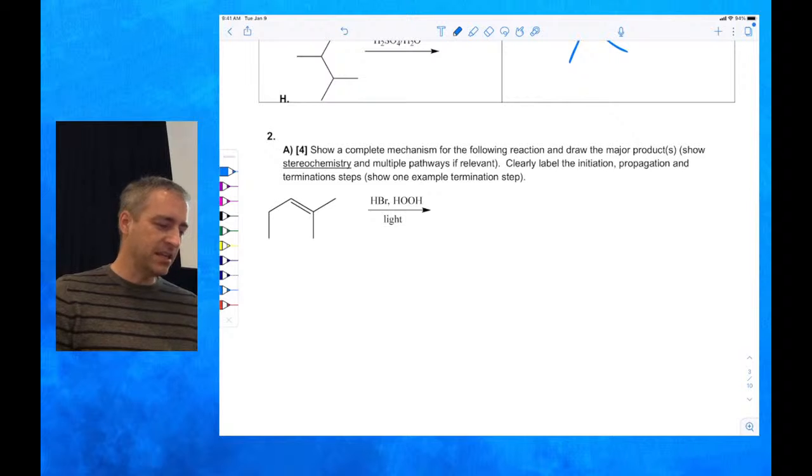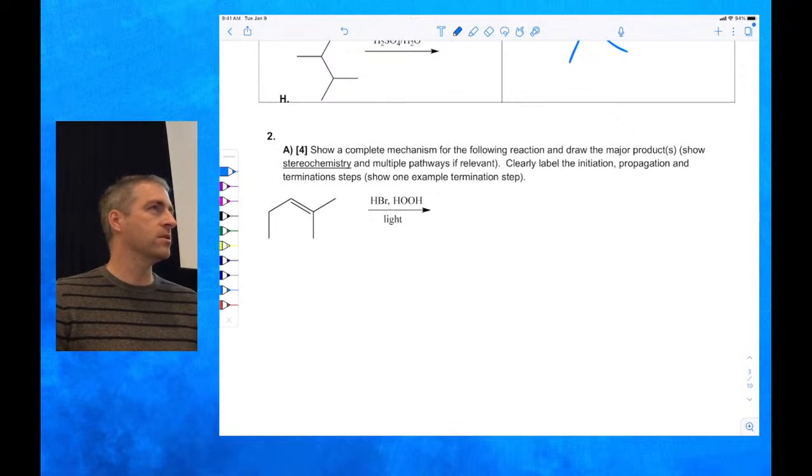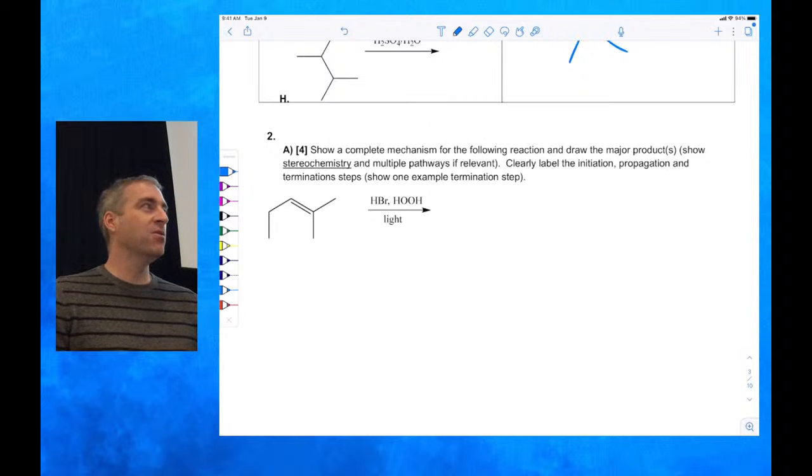All right, this one's asking us for a complete mechanism. For the following reaction, it gives us starting materials and conditions. And it says, show the stereochemistry and multiple pathways if relevant. Clearly label initiation, propagation, and termination steps. Right there is a giveaway that this is going to be a radical reaction.